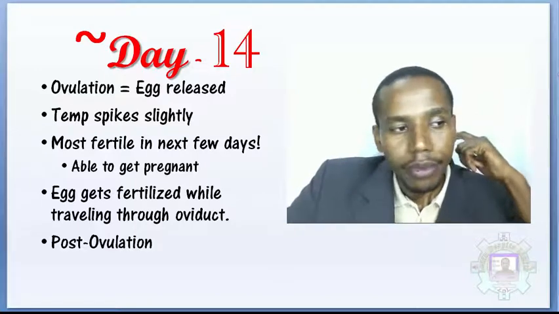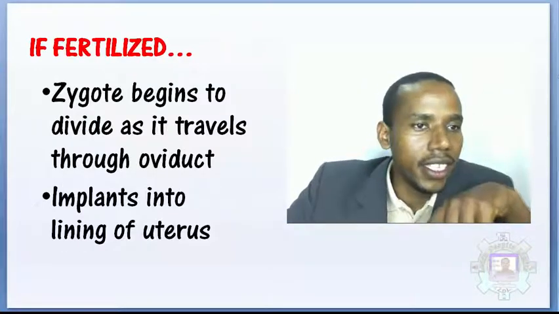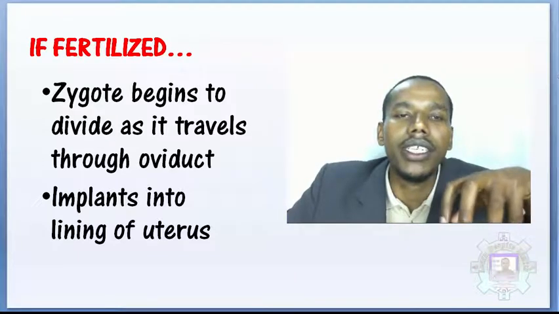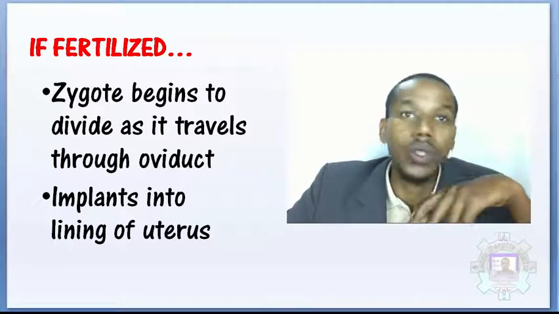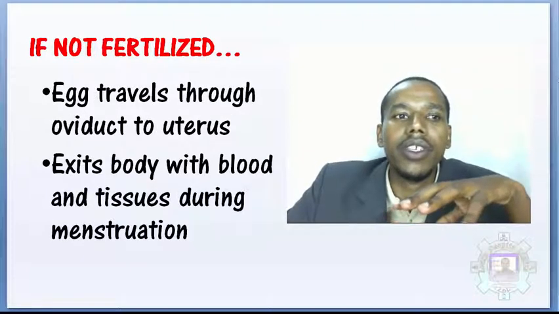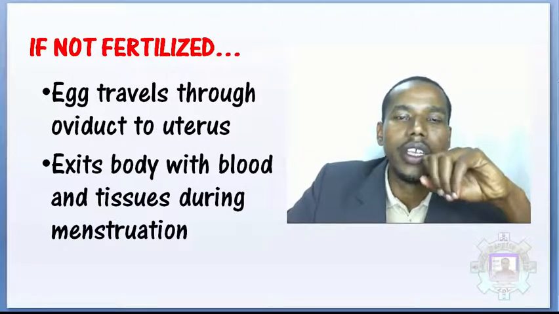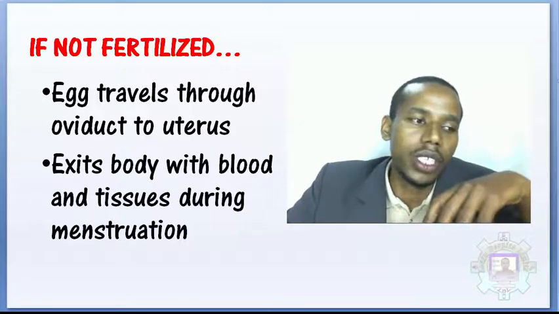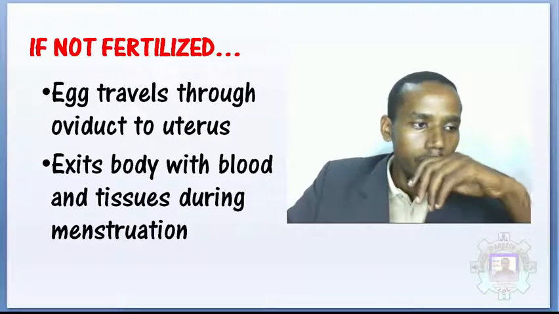Now, if there's a fertilization, the zygote begins to divide and it travels through the oviduct and implants itself in the uterus. If there's no fertilization, the egg travels through the oviduct into the uterus and usually exits in tissue during the next menstruation cycle.